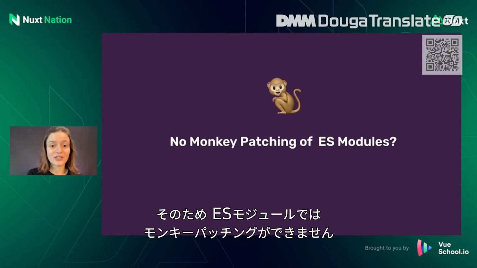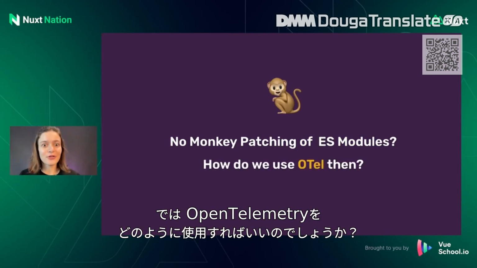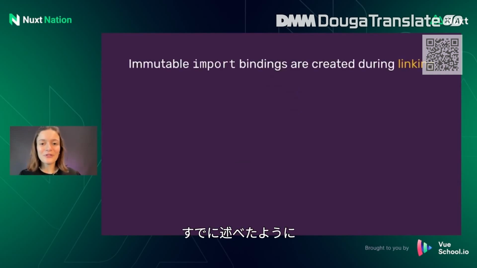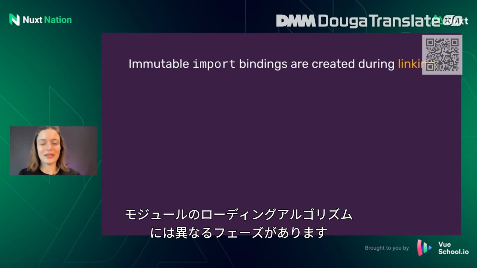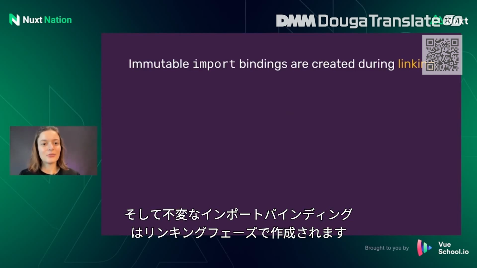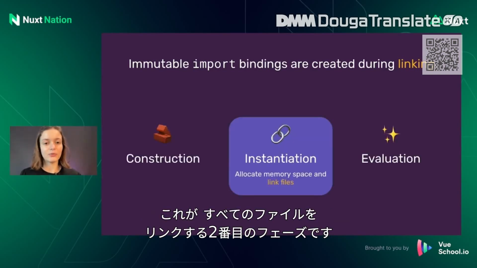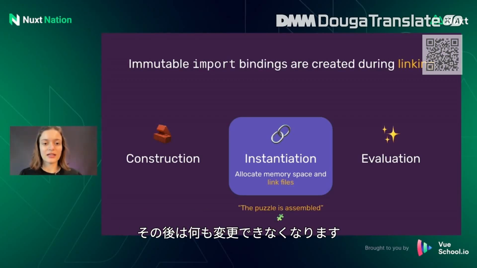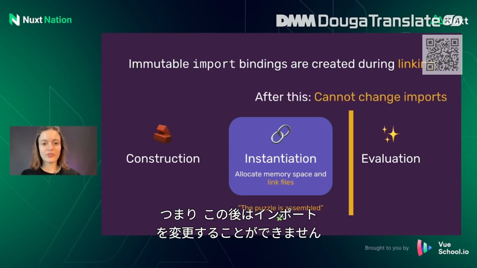So now we don't have monkey patching for ES modules. And how do we use OTel then? I was kind of questioning myself there at this point. As already mentioned, the module loading algorithm has different phases, and the immutable import bindings are created during the linking phase. That's the second phase, where we link all the files. This phase can be seen like the puzzle is assembled. All the modules are in place and you cannot change anything after that anymore. So you cannot change the imports after this happens.